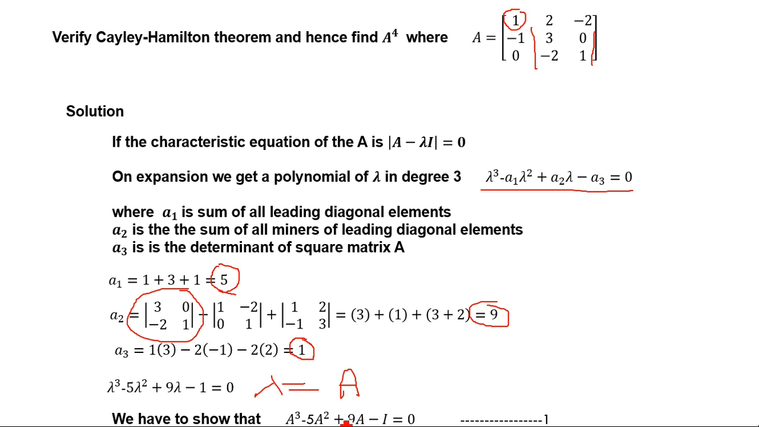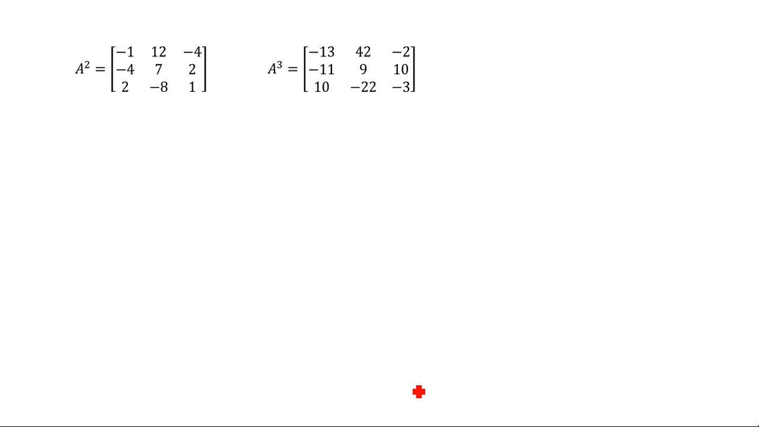Next, A is the given matrix. We have to find A square and A cube. So A square is minus 4 12 minus 7 2 minus 8 1. A cube is minus 13 42 minus 2 minus 11 9 10 10 minus 22 minus 3.